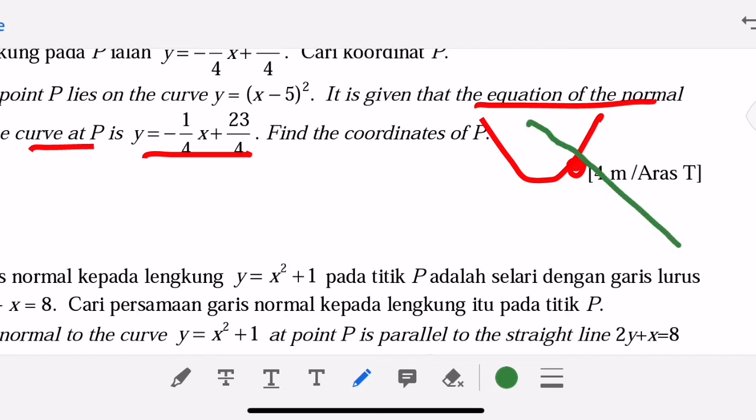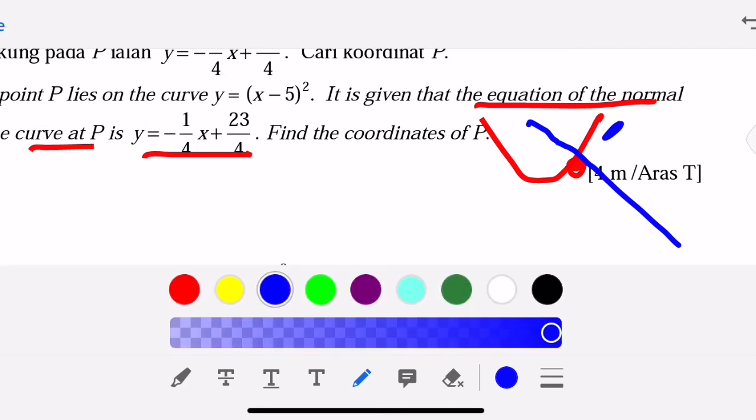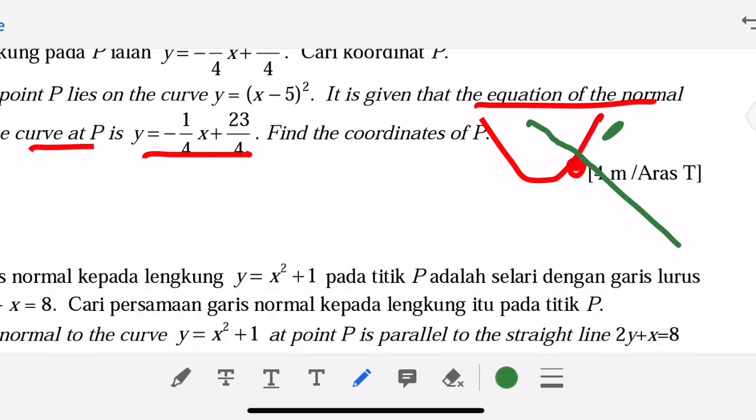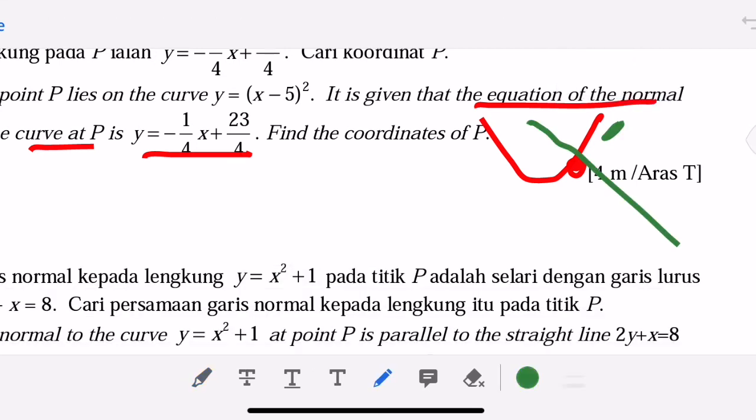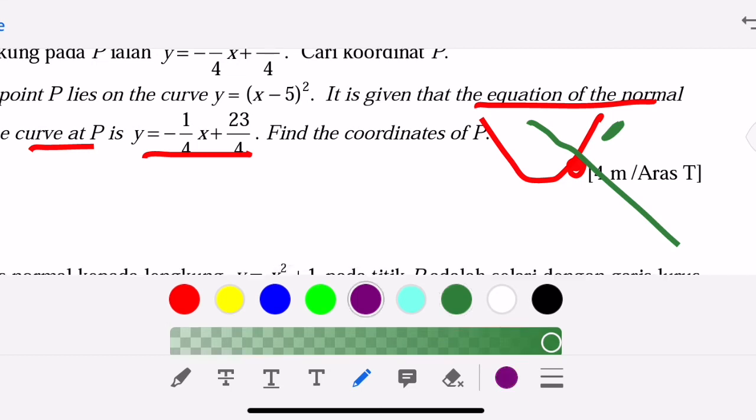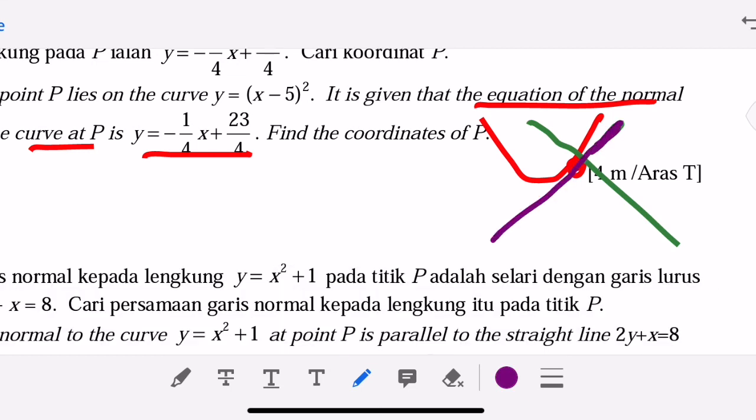Normal will be like this. So where is the tangent? Because the tangent is actually dy/dx. So now I'm going to show you how to draw the tangent. The tangent, I use a purple line, so this is a tangent.